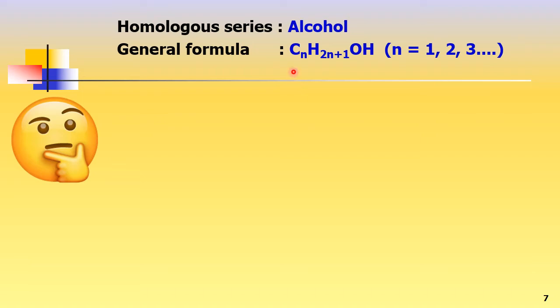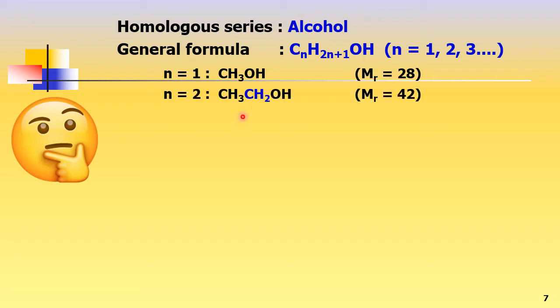This is an example of the homologous series alcohol. Alcohol can be represented by the general formula CnH2n+1OH, where n takes the value of 1, 2, 3, and so on. When n equal to 1, there's only one carbon atom in the alcohol. When n equal to 2, there are 2 carbon atoms in the alcohol. N equal to 3, 3 carbon atoms are present in the alcohol.